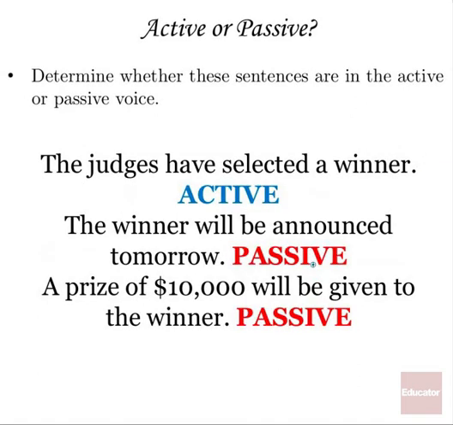All right, the judges have selected a winner. That is active. The action is have selected, and the subject judges is who's done the selection. The second sentence, however, is passive. The winner will be announced tomorrow. The subject is winner, and the verb is will be announced. Well, the winner isn't going to do the announcing. The winner is going to receive the announcement, so it's in the passive voice. A prize of $10,000 will be given to the winner. Once again, the subject is prize. The verb is will be given. And since the prize is receiving the giving, it's not doing the giving, the sentence is passive.